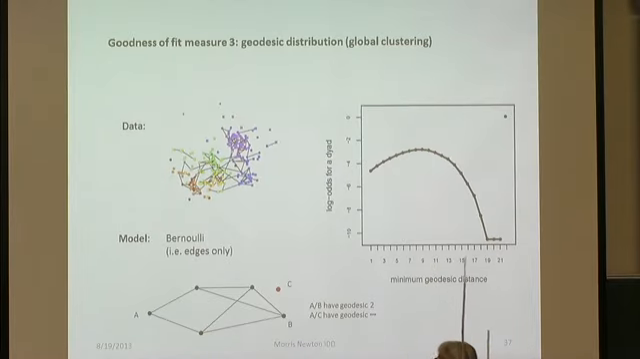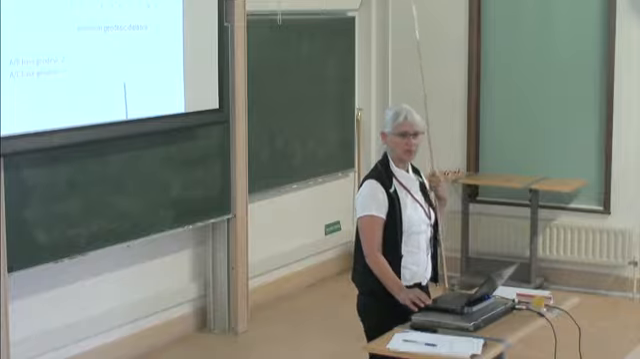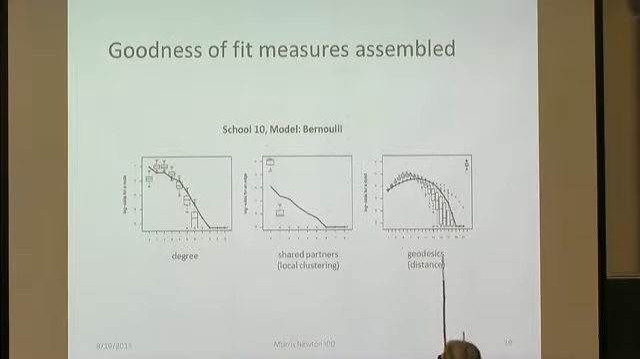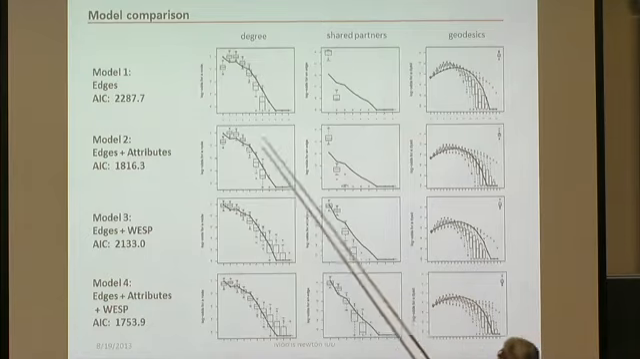And the geodesic distribution, that's what we observe in the network. And here's what we get from the Bernoulli model once we estimate it. Also not a very good fit. You put all those together and you can see that the Bernoulli model doesn't do so well on this school. In fact, you can then compare the 4 different models here.